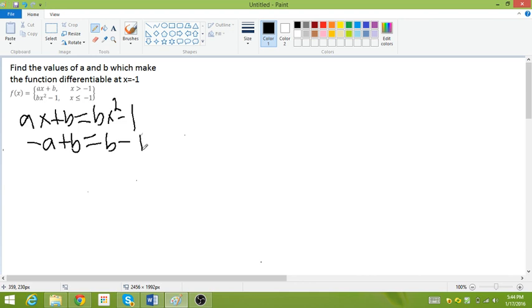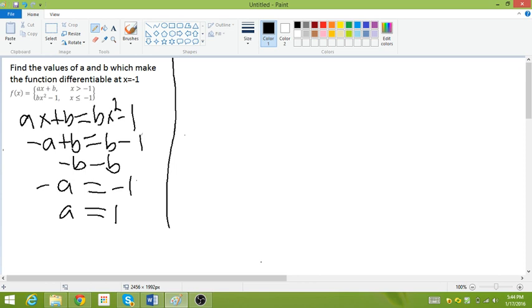Now, we can subtract b on both sides, so we get negative a equals negative 1, and a would equal 1. Okay, so we have a now, but we also need b. So now, we know that a equals 1 makes this function continuous at x equals negative 1. So we have to check what values of a and b make this function differentiable at x equals negative 1.